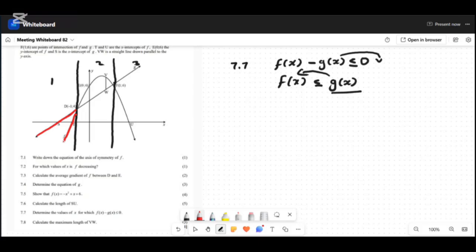But they said they want the values of x. So what is the value of x in that portion? Everything starts at point D. So from point D going backwards, f of x is below g of x. Simple.